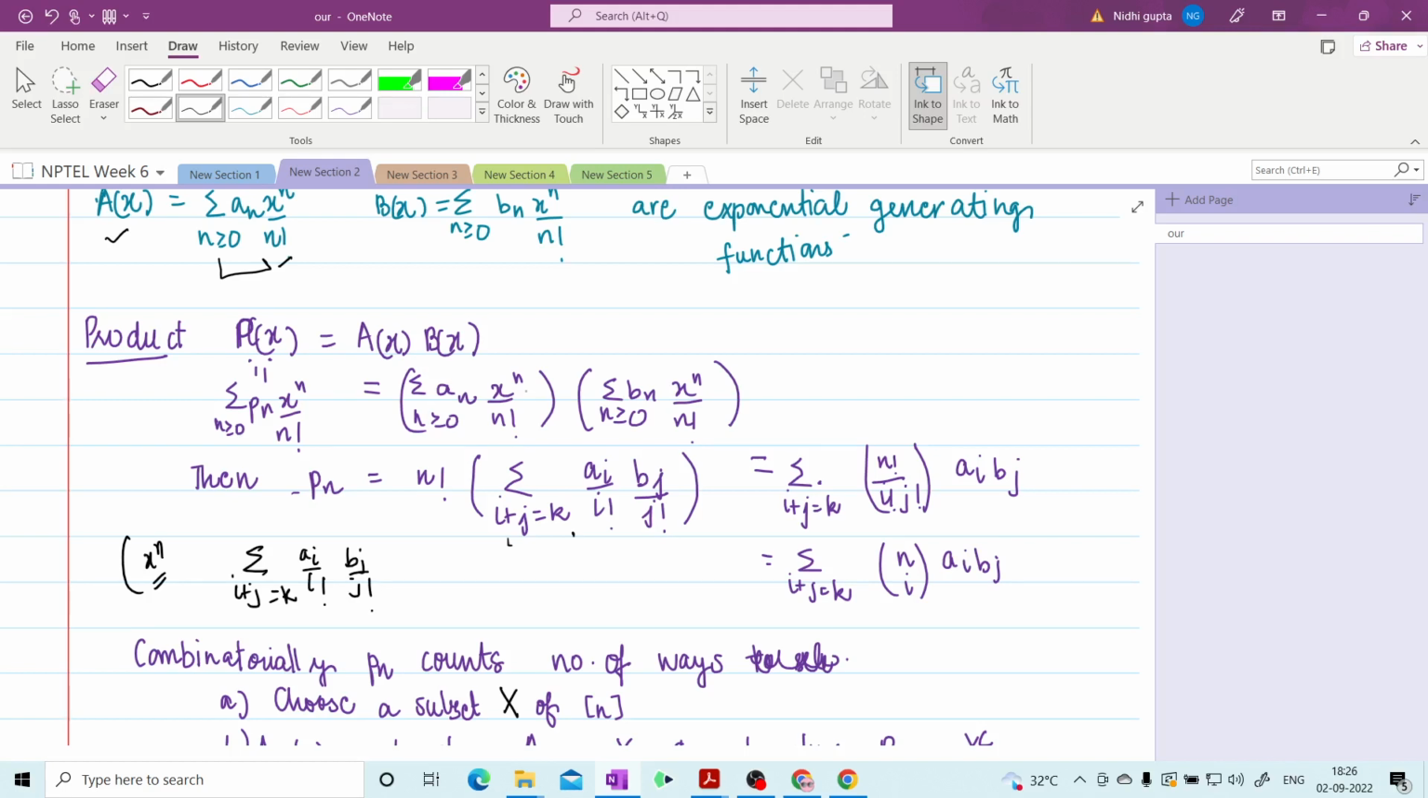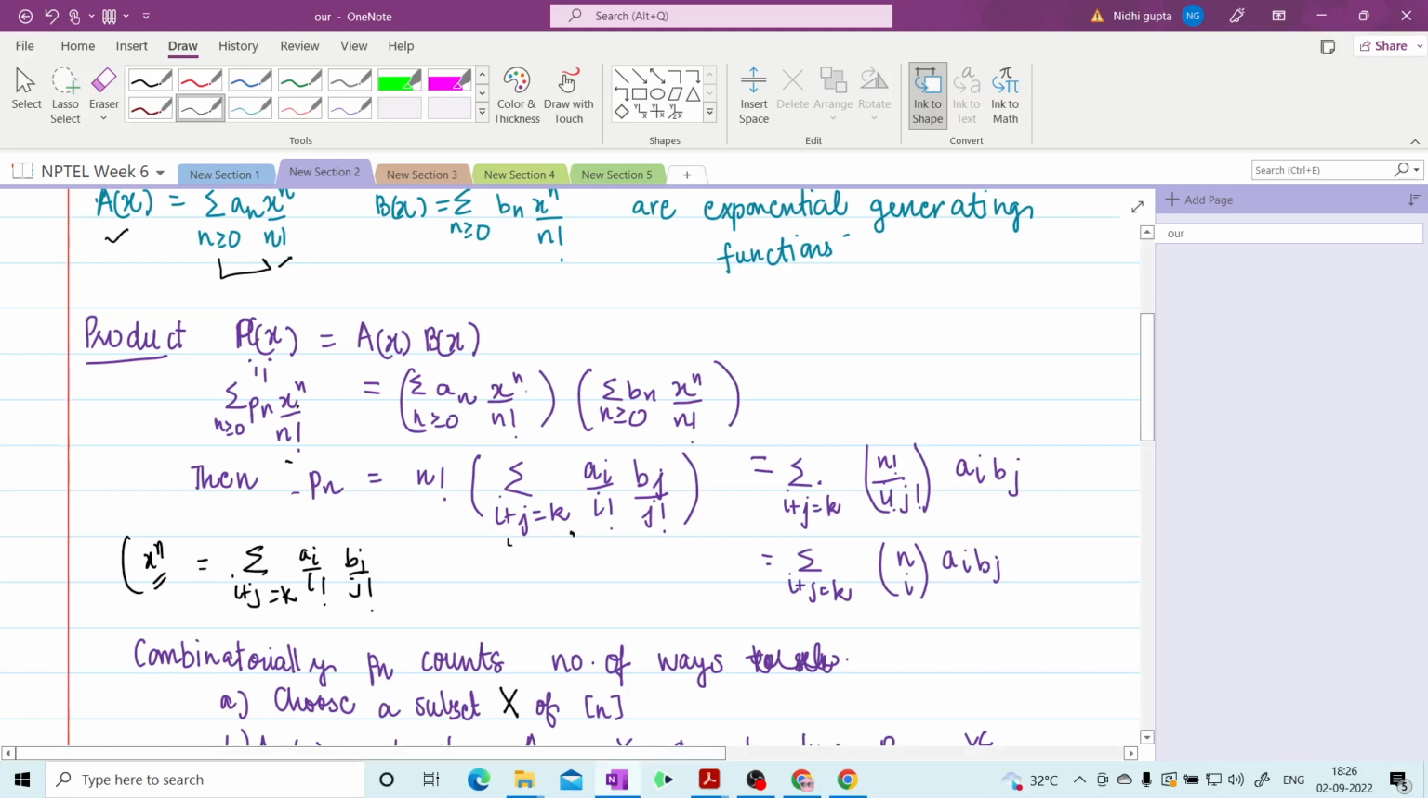So we see that this is this term. So we get that the coefficient of x^n should be this. But we have to find the coefficient of x^n by n factorial.